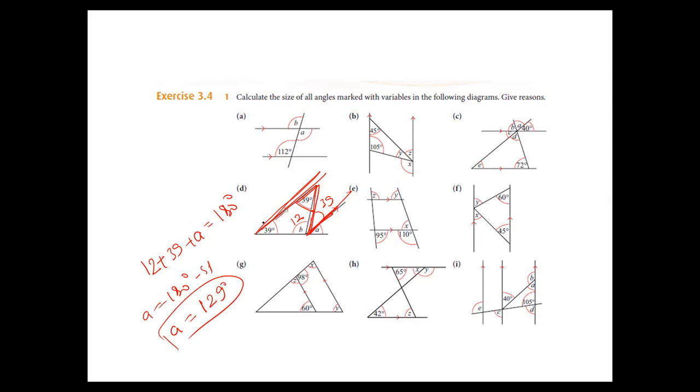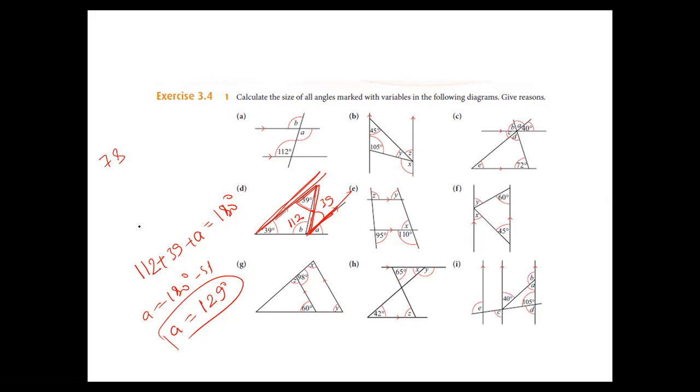Is that correct? No, b is not 12, so sorry. Let me solve again. What was b? 39 plus 39 is 78, and so b was 102. Sorry, b was 112.